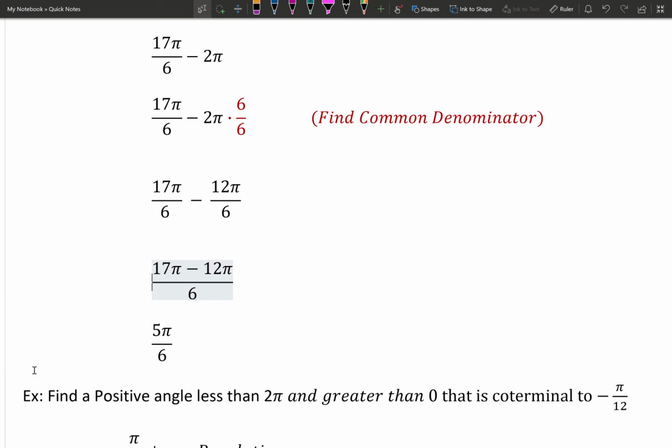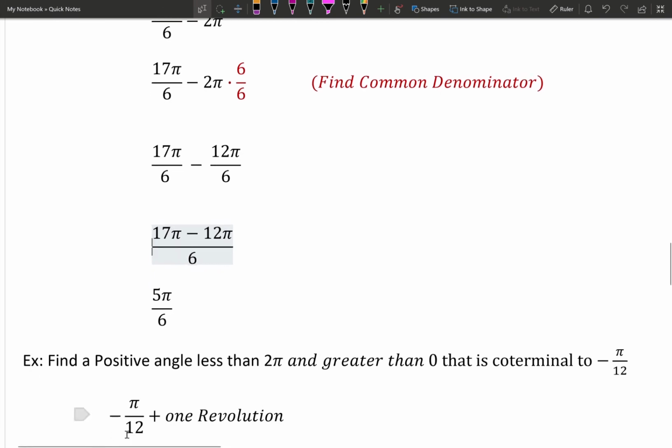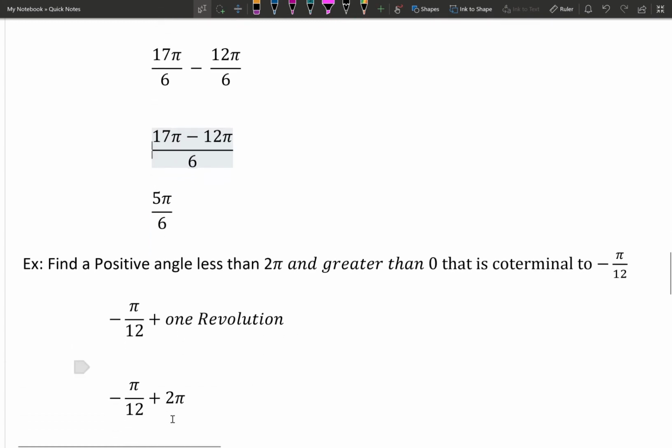Find a positive angle less than 2 pi and greater than 0 radians that is coterminal to minus pi over 12. So I have minus pi over 12. Obviously, this angle measure is negative, and I need it to be greater than 0. So let's start adding 2 pi's to it. Let's add 1 revolution. So I have minus pi over 12 plus 2 pi.